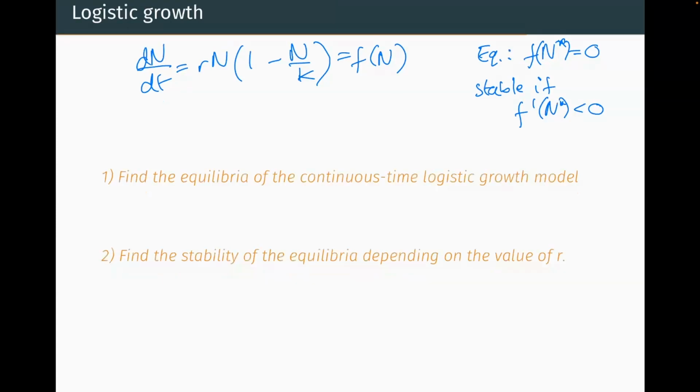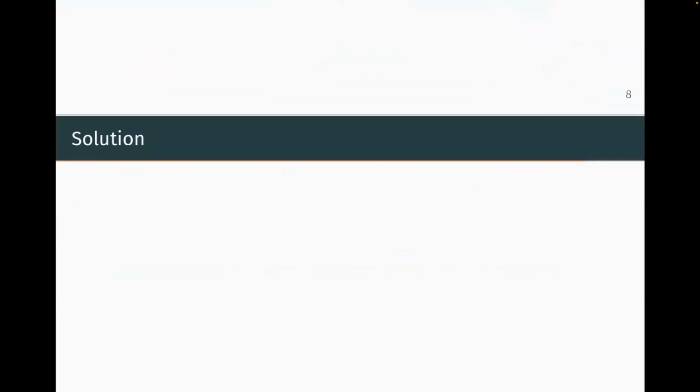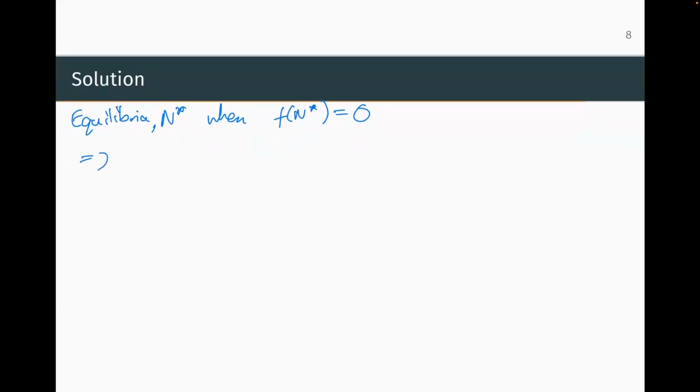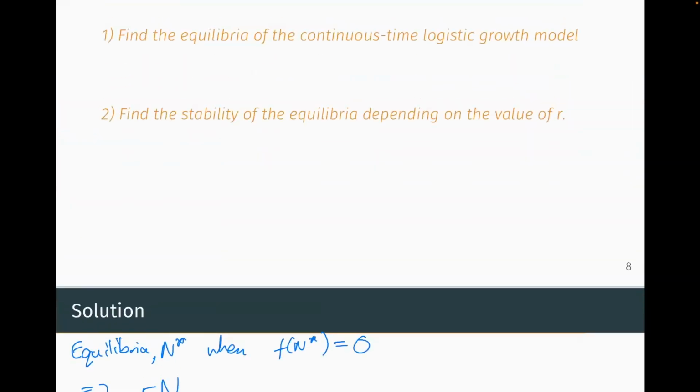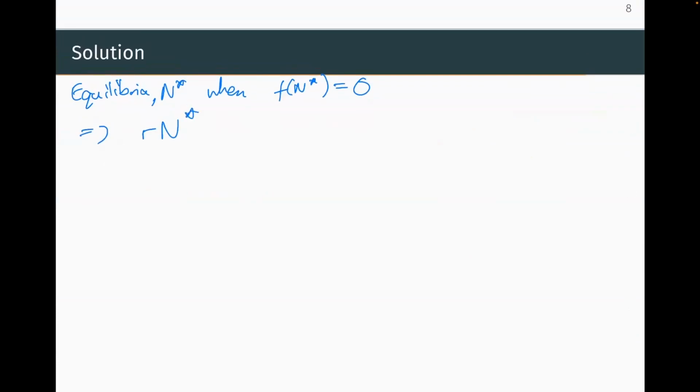Okay, so equilibria, I'll tell you what, I'll do it on a new slide. So equilibria n star when f of n star is equal to 0. So when does that occur? Well, we just set the right-hand side of this equation up here equal to 0. So we have r n star times 1 minus n star over k must equal 0.